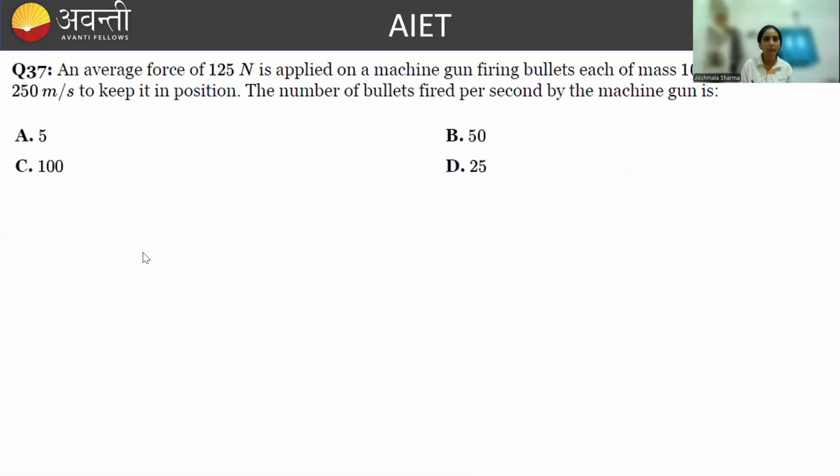Now, an average force of 125 Newton is applied on a machine gun firing bullets, each of mass 10 gram at the speed of 250 meter per second, to keep it in position. There is a machine gun.